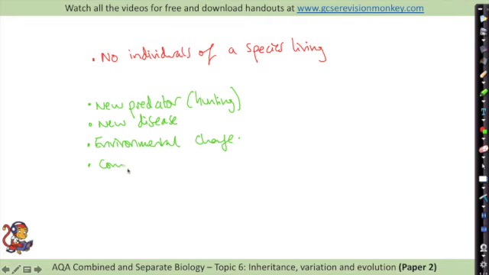Competition, if they can't compete with a new species that arrives in the area, they'll be outcompeted and can become extinct. And also some sort of catastrophic event like a meteoroid or something like that, or a really catastrophic weather event that could cause the extinction of a species.